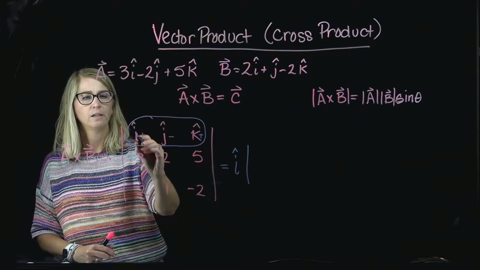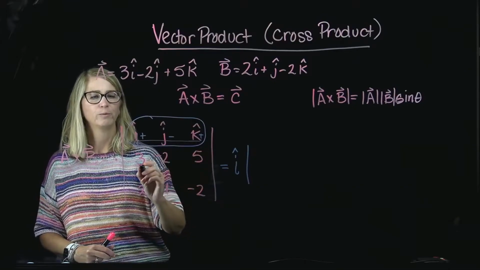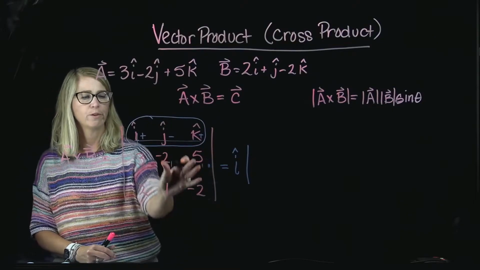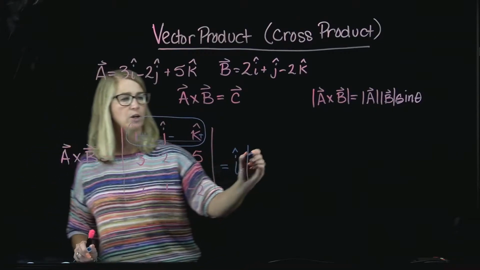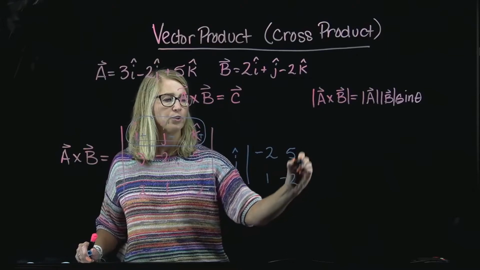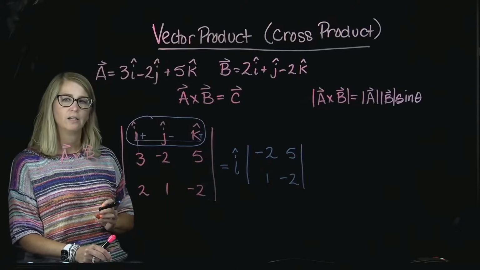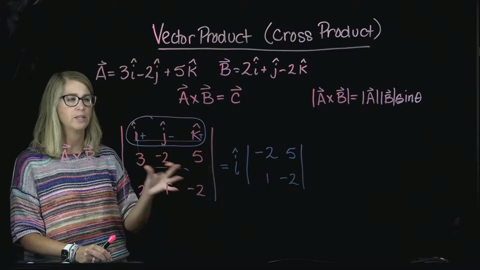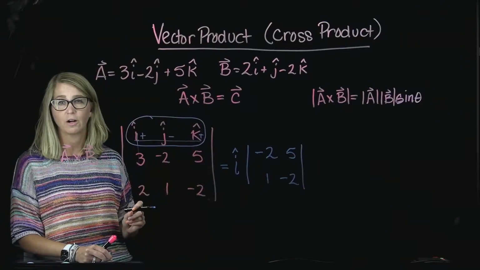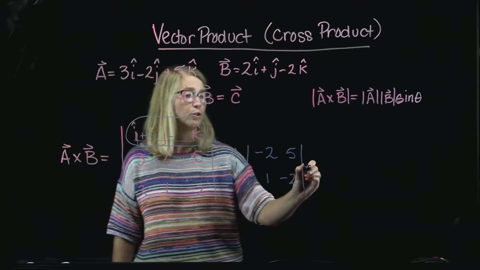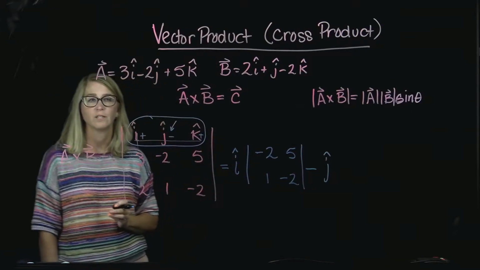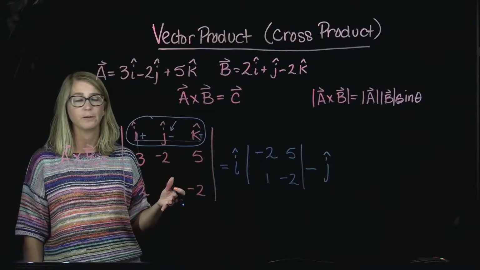we eliminate the row and column that I occupies, and we're left with these 4 numbers. So the 2 by 2 matrix here is -2, 5, and 1, and -2. We're going to find the determinant of that 2 by 2 matrix, and that is going to be the X component of A cross B, because it goes with unit vector I. Now the next thing is we do unit vector J, but remember it had that negative sign with it, and so we have to remember to put that negative sign in front of it.